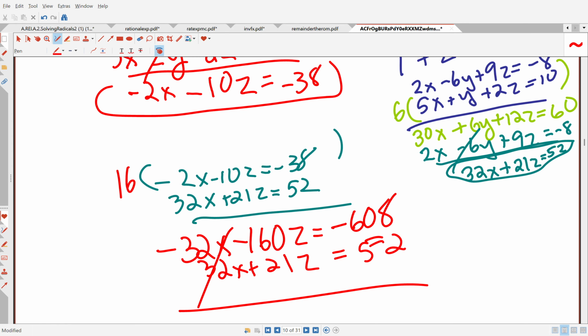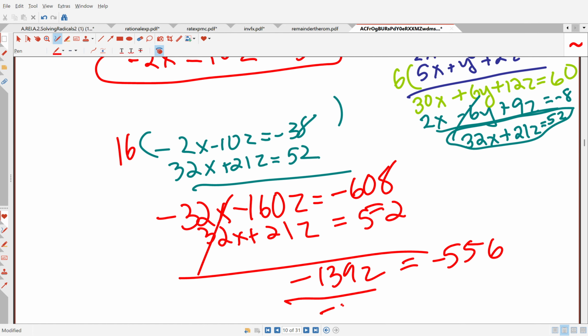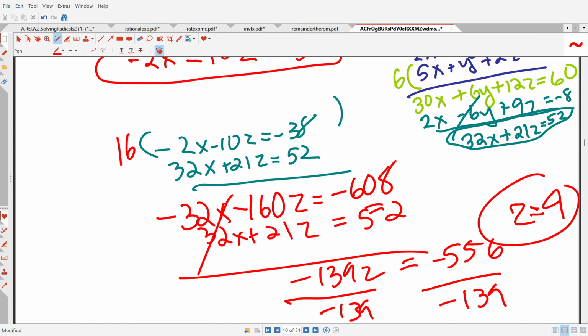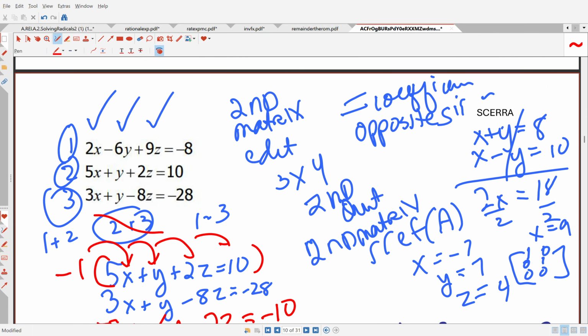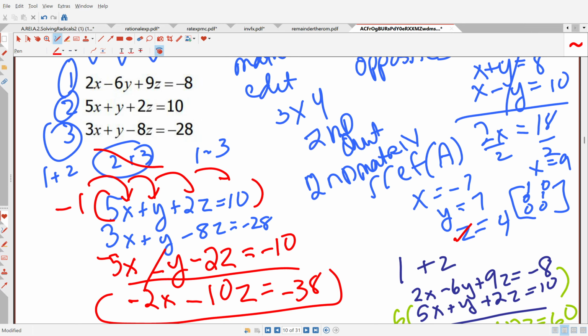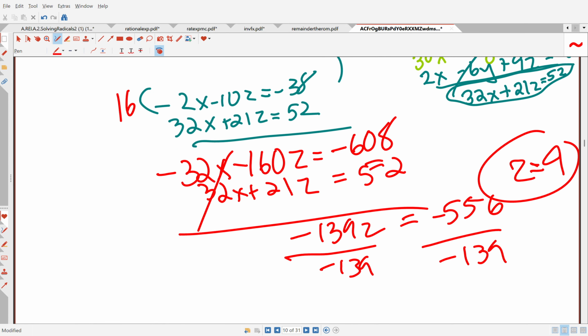Now, -160 plus 21, because now I'm going to add, is -139z, and -608 plus the 52 is -556, and then I got it, the opposite multiplies divide, and then I got z is 4 when I divide. Now I'm going to go back and check. I hope we got z is 4. Did we? Yes. So we know we got it right. If this was wrong, don't try to find your wrong answer. Start all over. I'm not kidding. It's too hard to find the wrong answer.